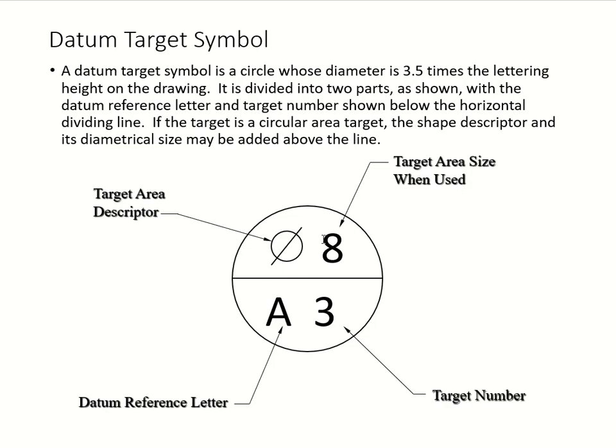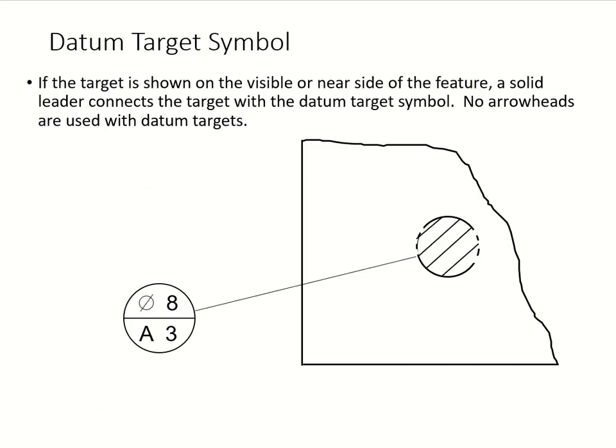Symbols. These are your datum target. This one is, of course, your diameter right here. Size is here. Then here is your reference letter, datum reference letter, and then your target number. So this is how we're gonna use the datum target information in this symbol.